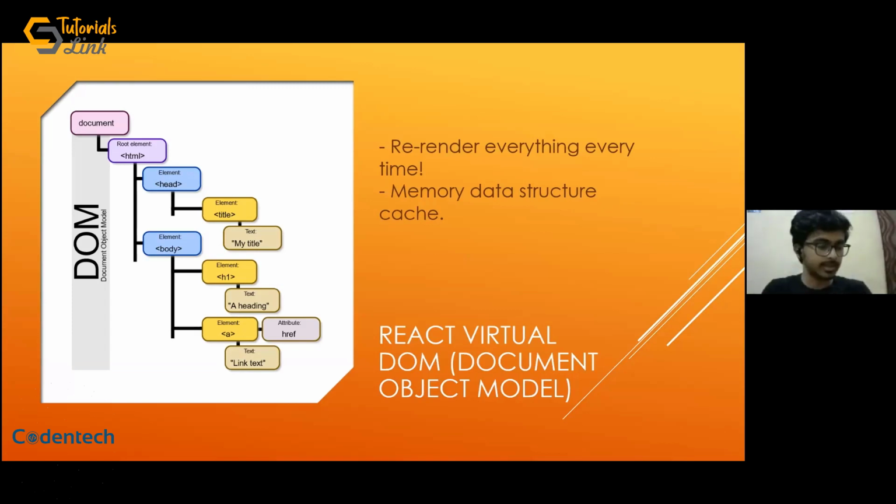So DOM is, let's say there is a tree, and inside there is a website which is following a tree. Tree means that there is a document, and then there is an HTML, and then there is a head, which will be followed by title, and then there is a body, which will be followed by, let's say, elements, text, attributes, navbar, and all those stuff. So what happens when you are maintaining a virtual DOM? It becomes easy to re-render everything every time.